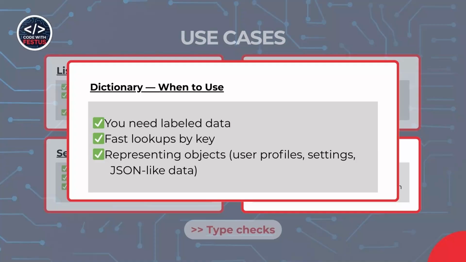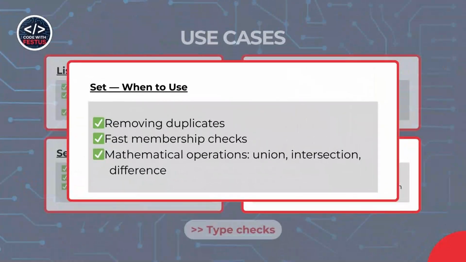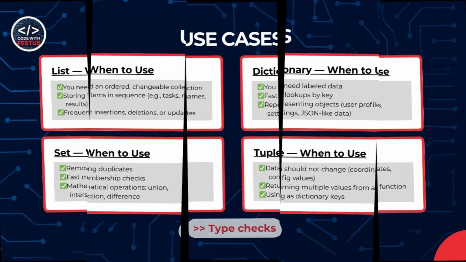Dictionary, when to use it: you need labeled data, fast lookups by key, representing objects, user profiles, settings, JSON-like data. Set, and when to use it: removing duplicates, faster membership checks, mathematical operations, union, intersection, differences.